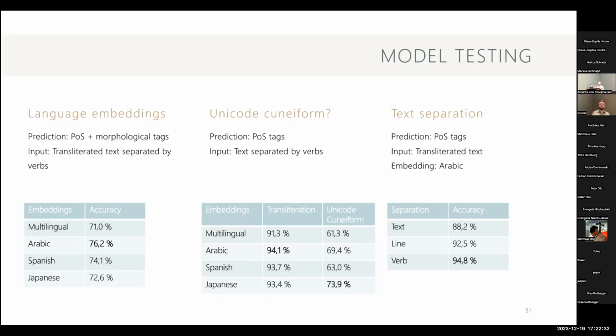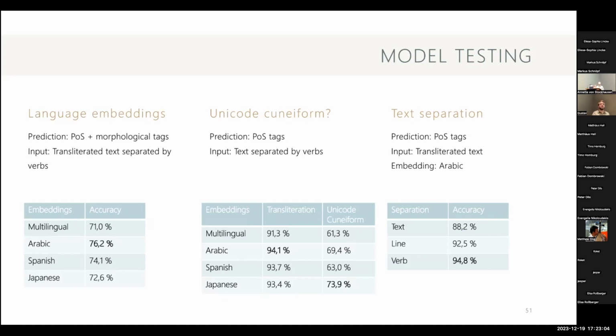Then we have the question of Unicode Cuneiform. Here we tried to predict only POS tags, since with Unicode Cuneiform we would have gotten poor results if we had tried anything else. The input was text separated by verbs in either transliteration or Unicode Cuneiform. We have the same pre-trained embeddings here. And as you can see, with the transliteration, Arabic performed the best. And with the Unicode Cuneiform, Japanese performed the best.